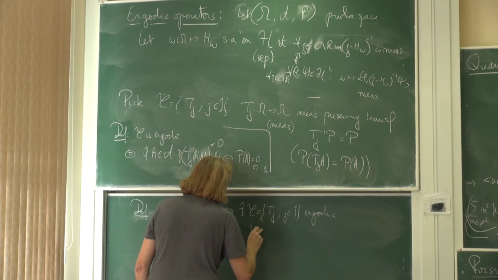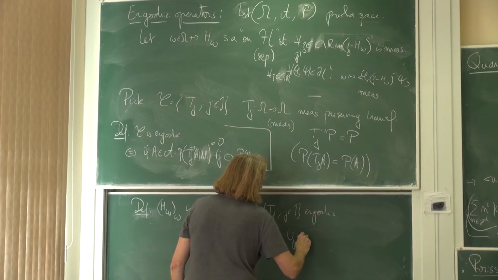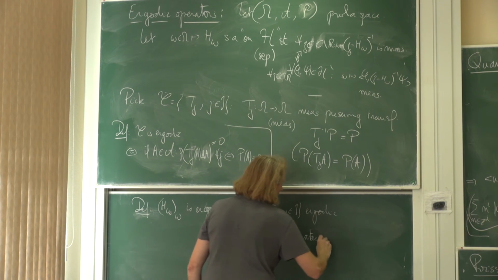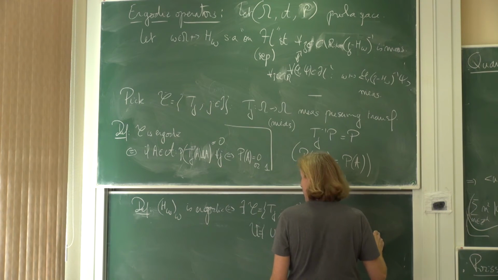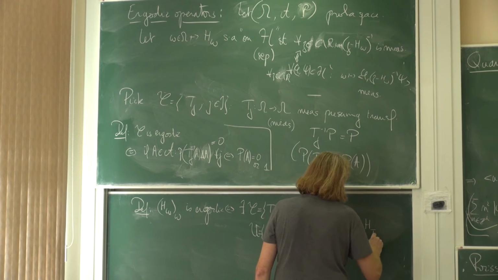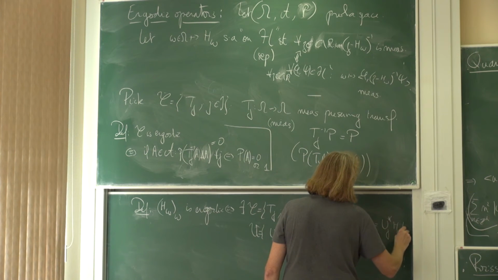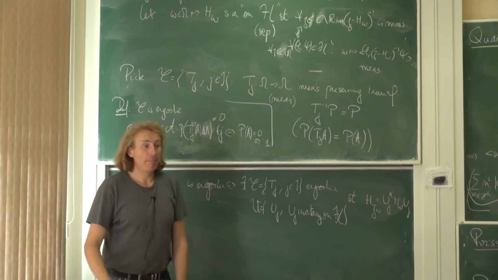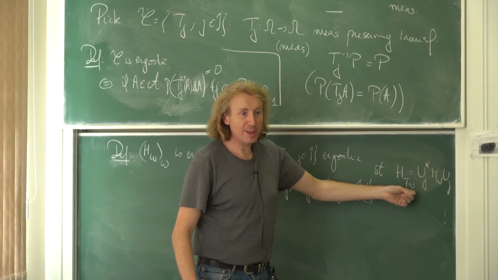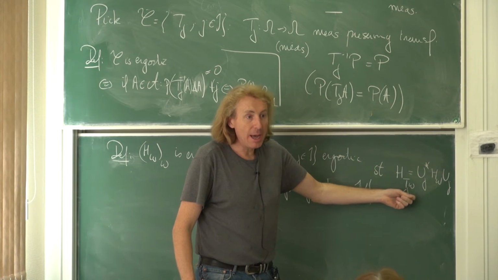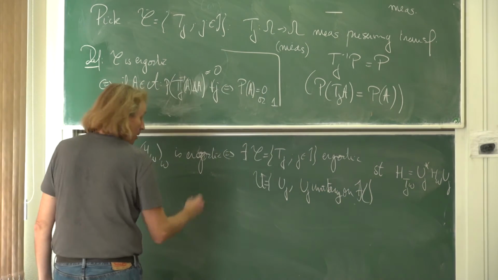and U_j a set of unitary transforms on H such that, well, H of T_j omega can actually be realized as U_j star H omega U_j. Meaning you can realize the shift, right? It's not really a shift, but the transformation of omega by T_j by some unitary transform on the Hilbert space. Okay? So, example.